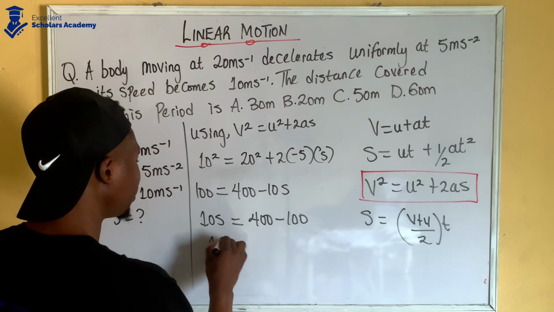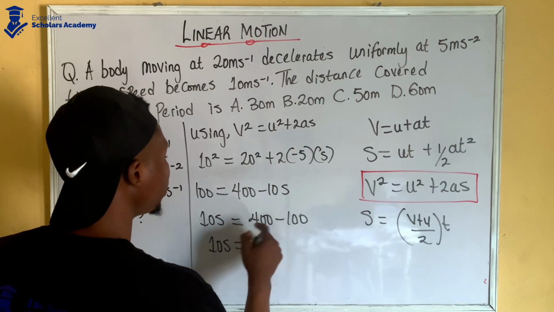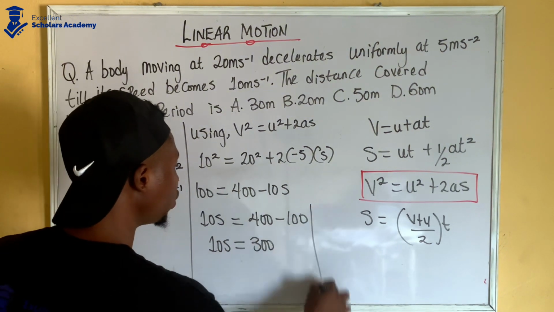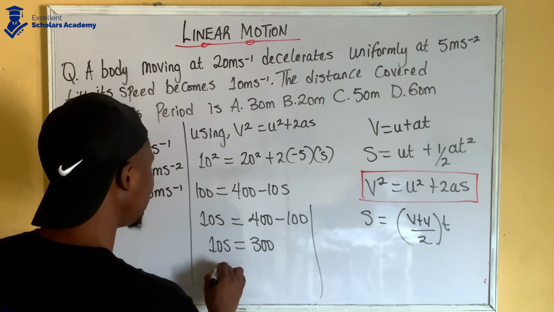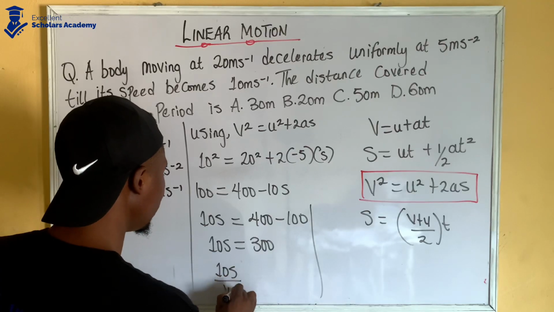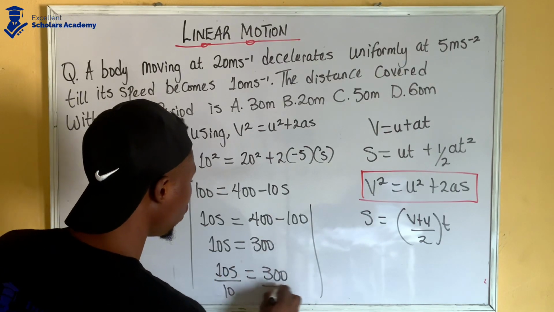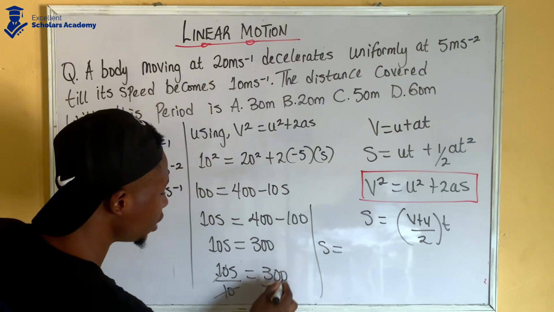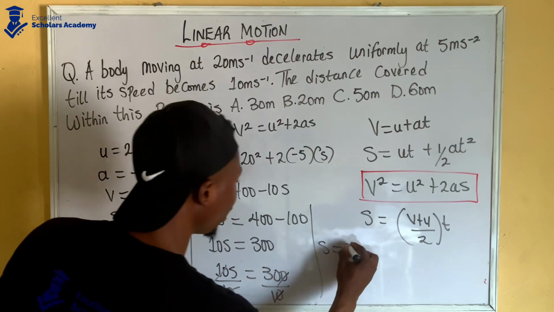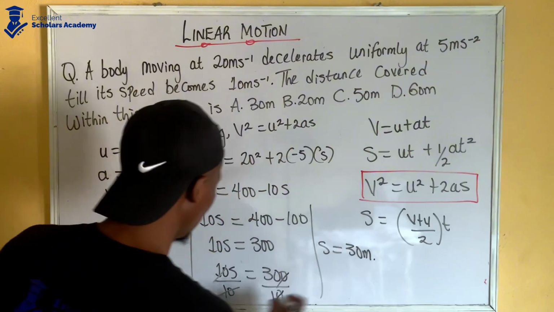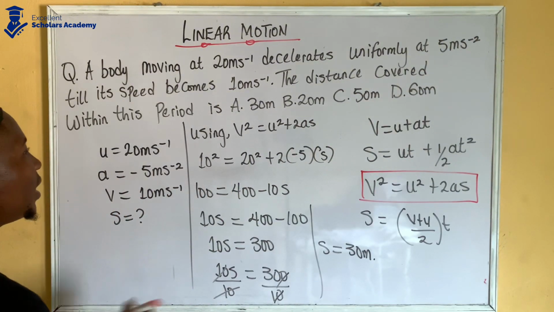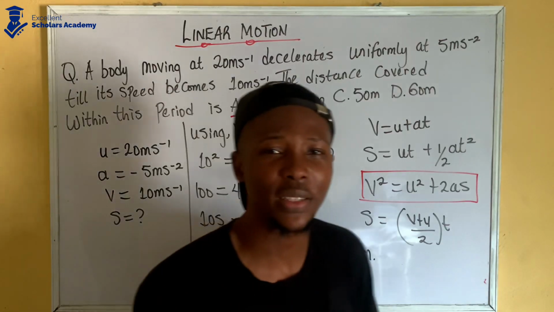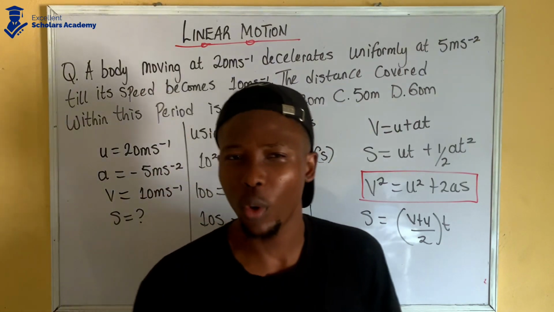So 10s is equal to what? 400 minus 100 is 300. Now divide both sides by 10. You're going to have 10s over 10 is equal to 300 over 10. So 10 takes away 10. S is equal to 300 divided by 10. You have 30 meters. All right. So the distance covered here is 30 meters. Let's go ahead and solve more questions on this.